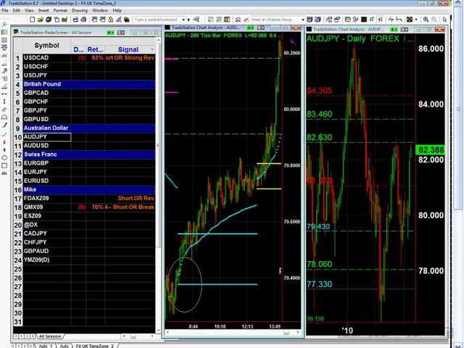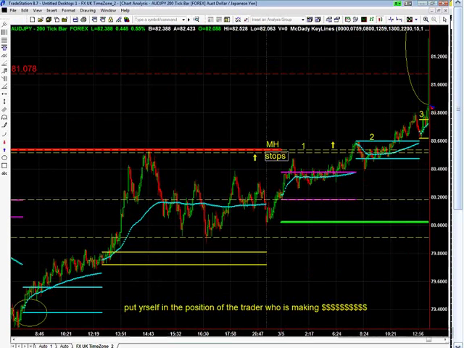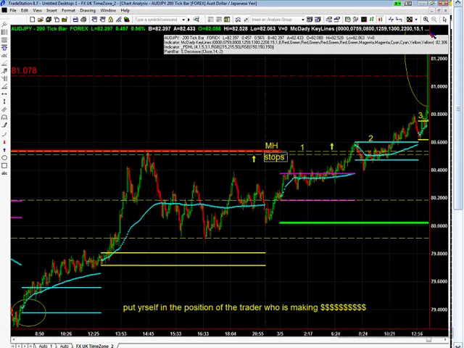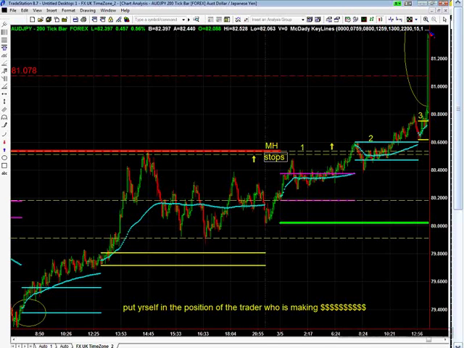Now, this is right there. You see the momentum coming in. Look at this move. It took you from 880 to 81.40. Now let's hear the truth about price behavior.